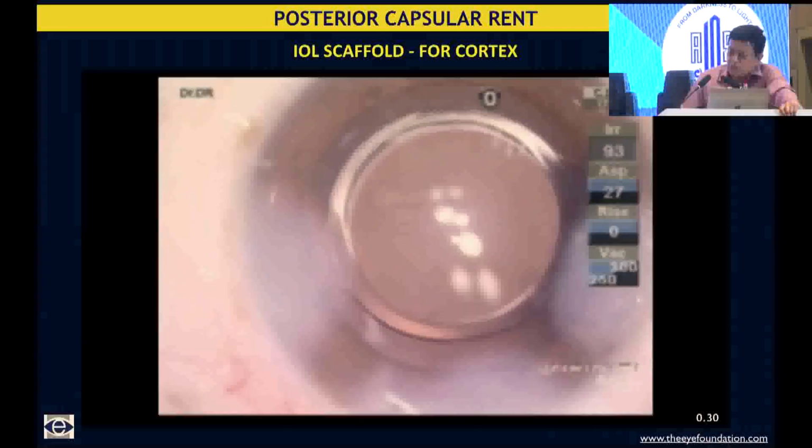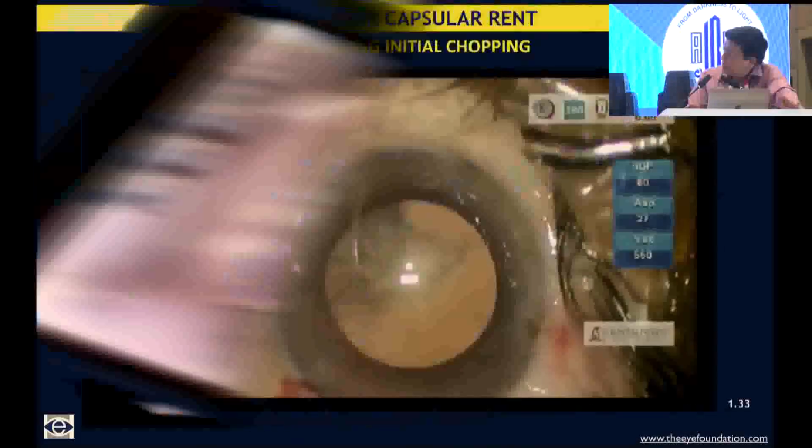Just in case the capsular support was not adequate, and I had to place a 3-piece lens, it would have been in the sulcus with an optic capture.